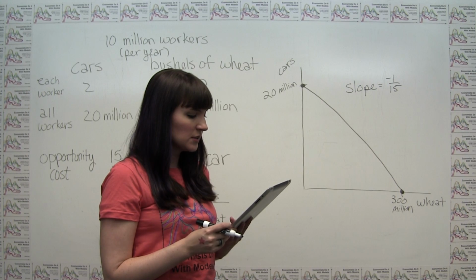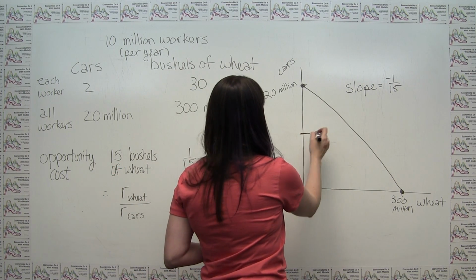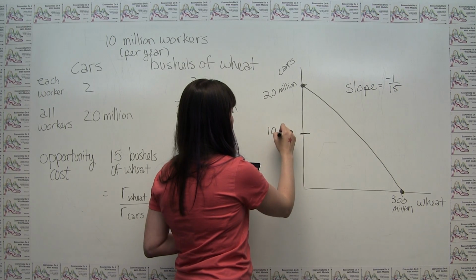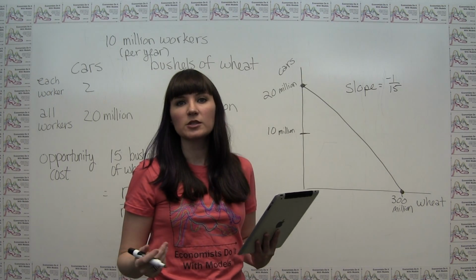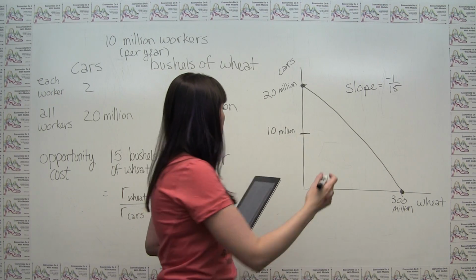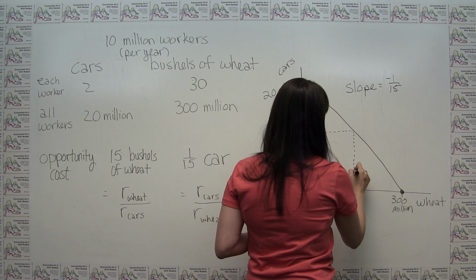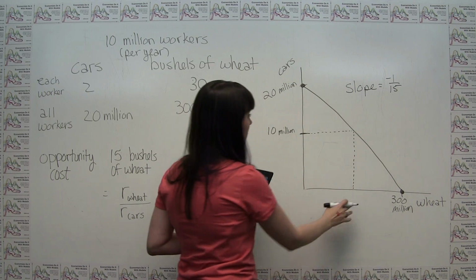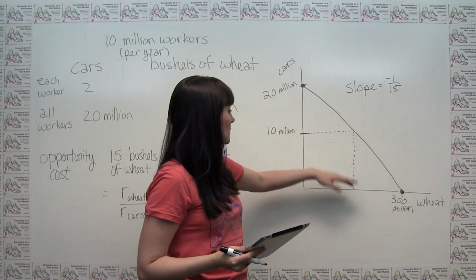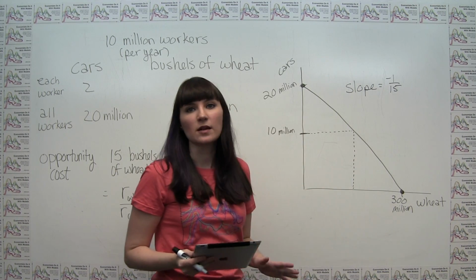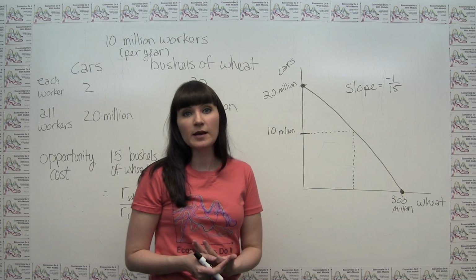So if Canada chooses to consume 10 million cars, then 10 million cars is going to be here on our cars axis, right? So we can then look at the point on the production possibilities frontier that corresponds to 10 million cars, and we're going to get something like this. So what we want to figure out then, mathematically speaking, is where quantitatively this hits on the wheat axis. There are 2 ways that we could figure this out, actually.